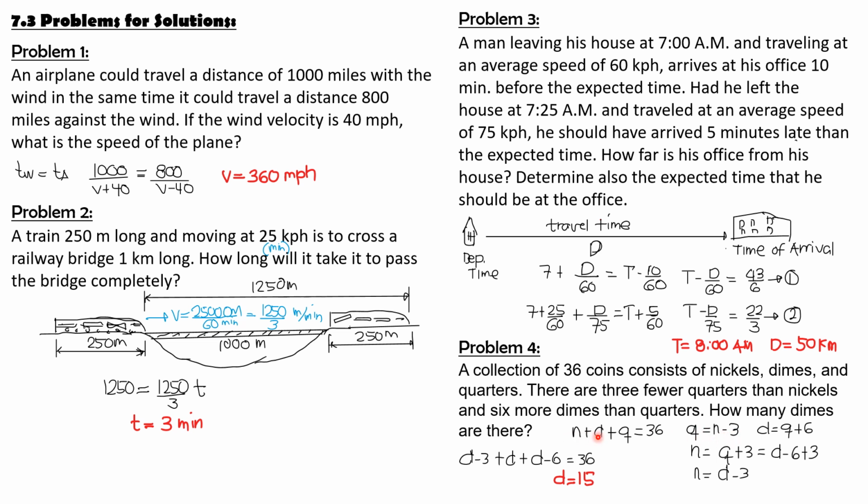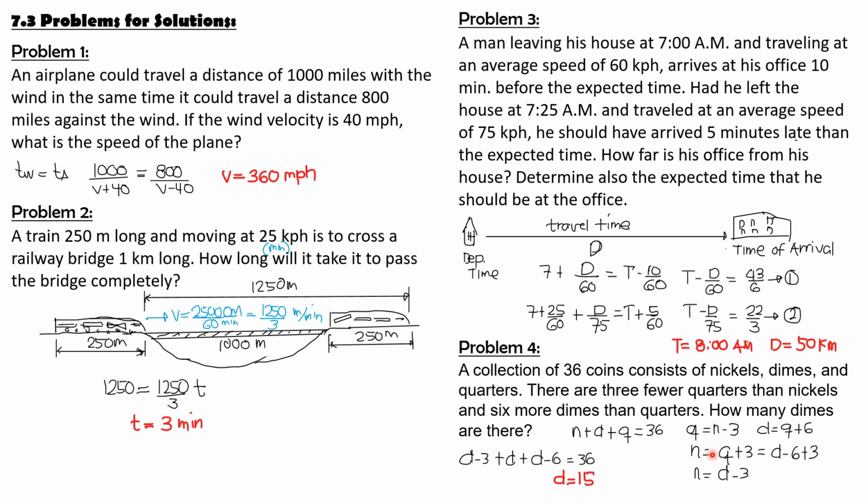By the way, n plus nickels plus dimes plus quarters equals 36. There are 3 fewer quarters than nickels, so the number of quarters is 3 less than the number of nickels. And 6 more dimes than quarters, so the number of dimes is 6 more than that of quarters. So dimes equals 6 more than that of quarters.